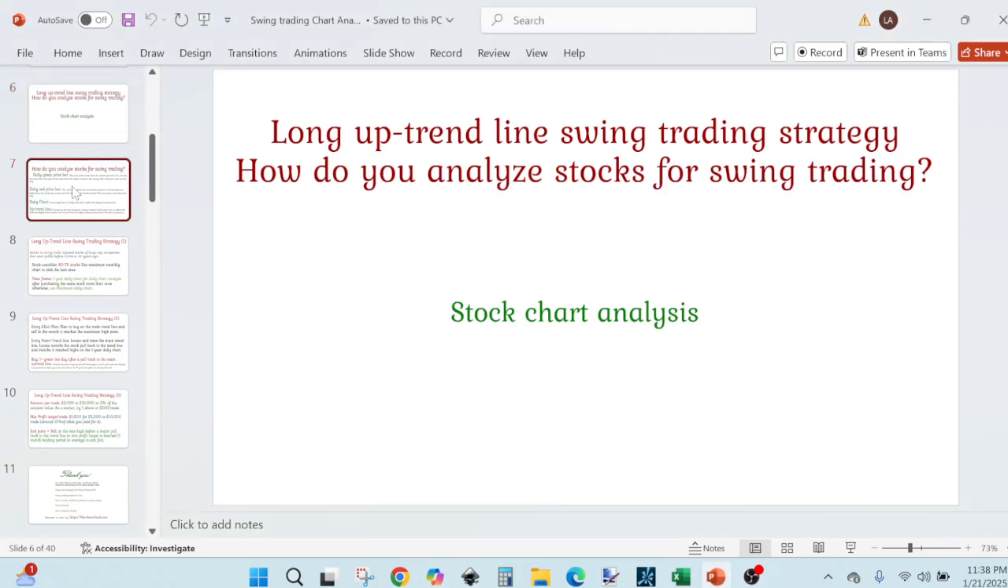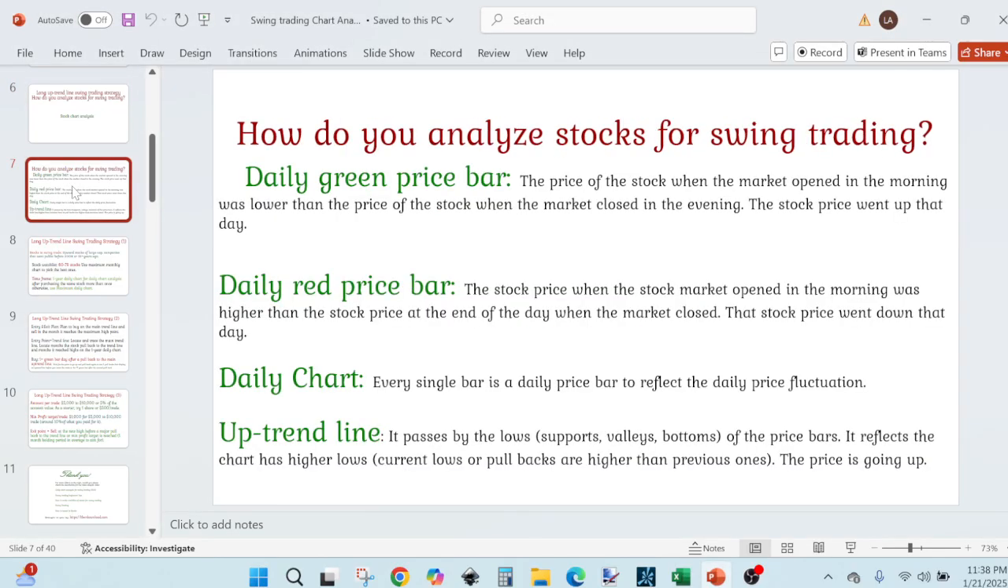We have our long trend line strategy and how it works. We have our green price bar, which just means that the price in the morning was lower than the price in the evening, so the price went up that day.